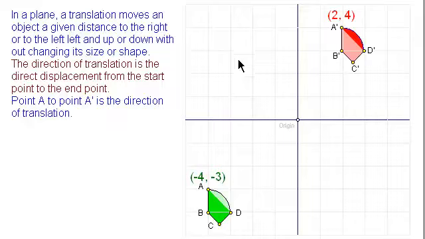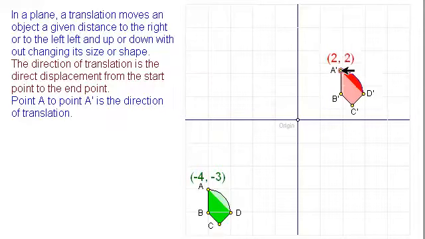The focus of this video is translation in geometry. What is translation? In a plane, a translation moves an object a given distance to the right or to the left and up or down without changing its size or shape. So let us see how.